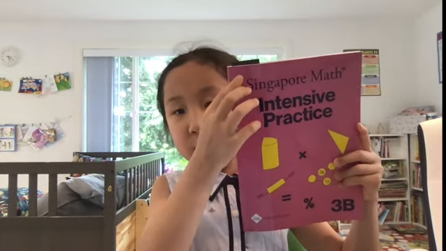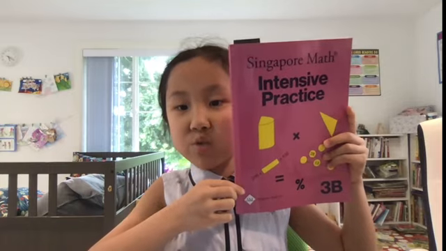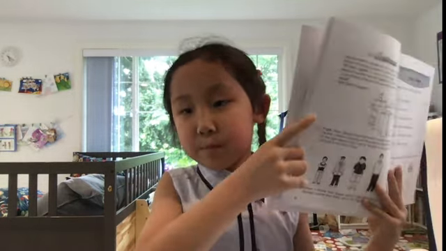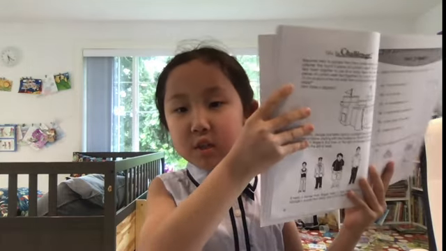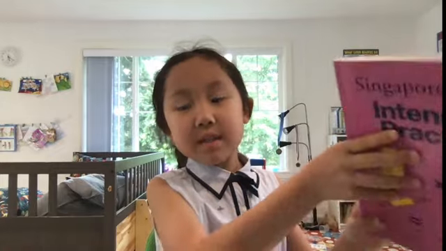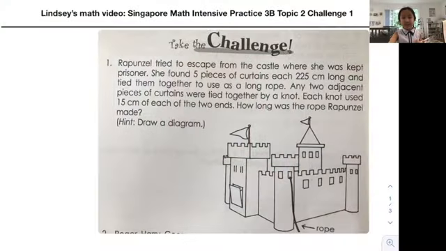Where is the problem from? Well, this problem is also from Singapore Math Intensive Practice, but this is 3B here. And this problem is problem 1 from the Take the Challenge section, and this is from topic 2, length. Well, let's see if we can solve it in the best method and in a better way and get the right answer. Let's go. Here's the problem.